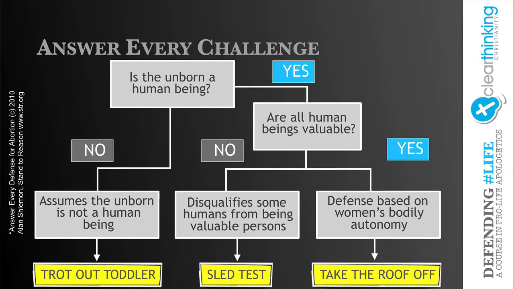Now, this whole flow chart was created not by me. Stand to Reason was started by Greg Koukl, and one of the guys that works for him is Alan Shlemon. He was preparing for an abortion debate, and this is how he kept everything in his mind all categorized for any kind of objection that would come up in the debate.